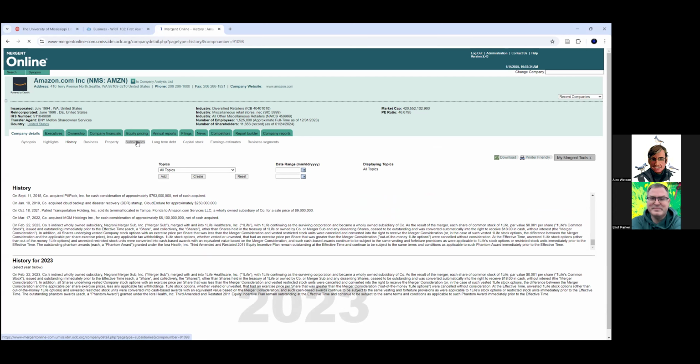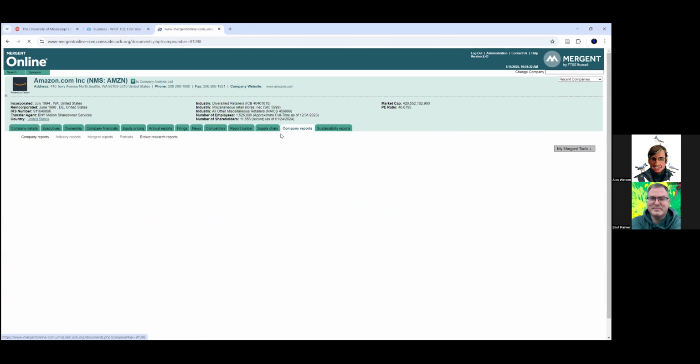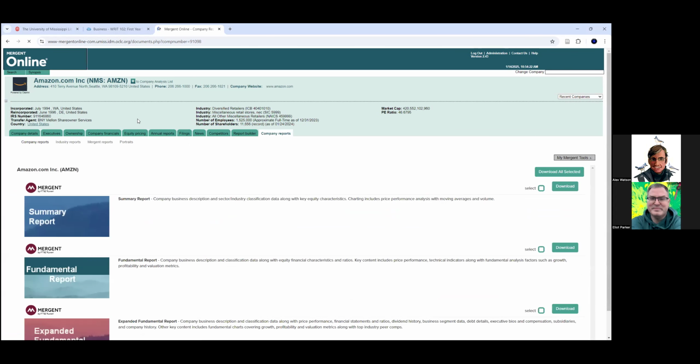You can also see its subsidiaries, like so. There's Amazon Web Services again, and lots of other things. Now, including the company reports. These are the reports that the company itself puts out. And you can even see some of its competitors if you're curious about that.